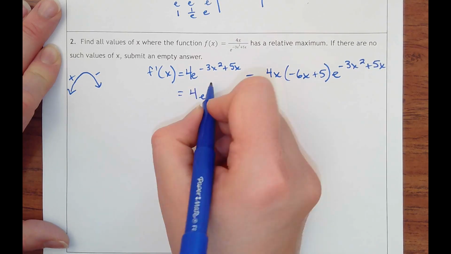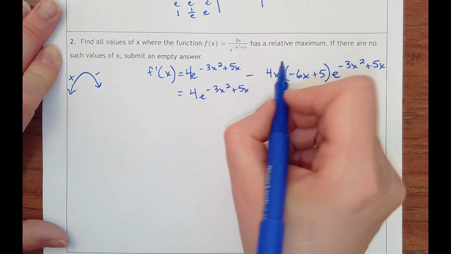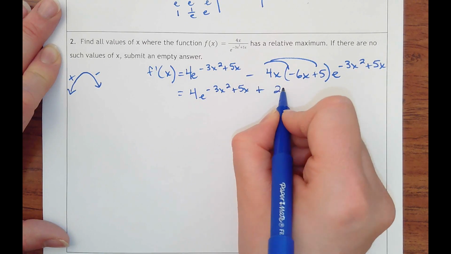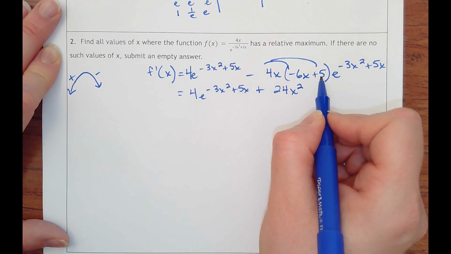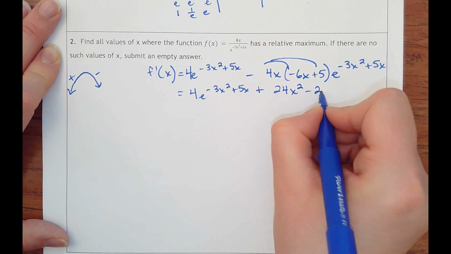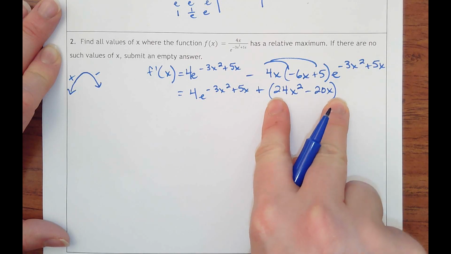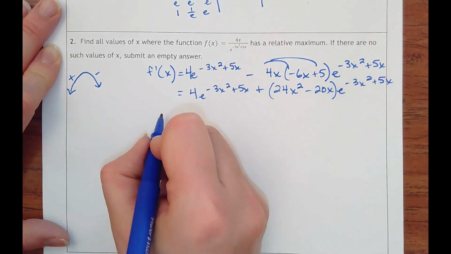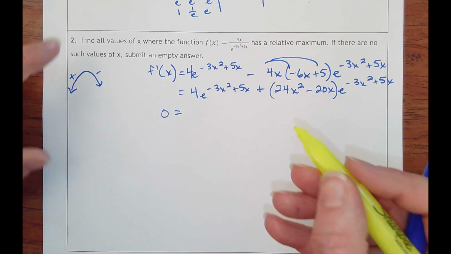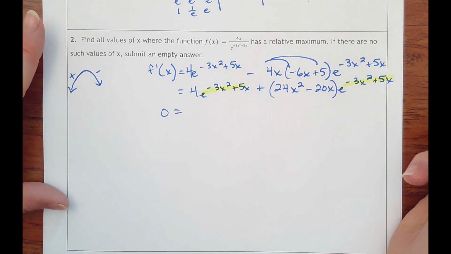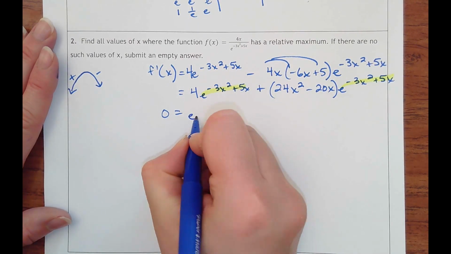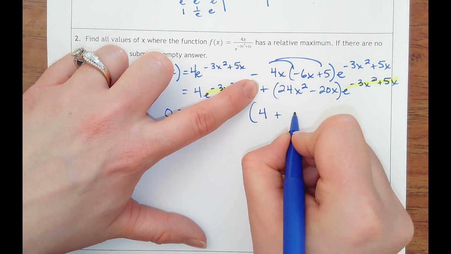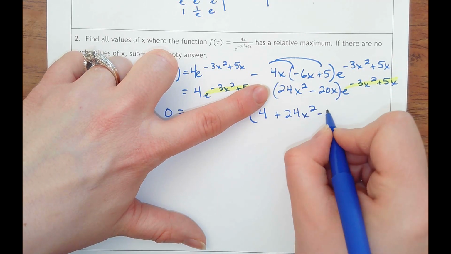Okay, simplify this a little bit. I'm going to distribute here and get this negative 4x times negative 6x is plus 24x squared. Negative 4x times 5 would be negative 20x. And I'm going to put parentheses around it because that's still a multiplication piece. It's this getting multiplied times my e. All right, I'm setting this equal to 0 and I'm trying to factor. I would go ahead and factor out my e part. And that leaves me with a 4 plus 24x squared minus 20x.